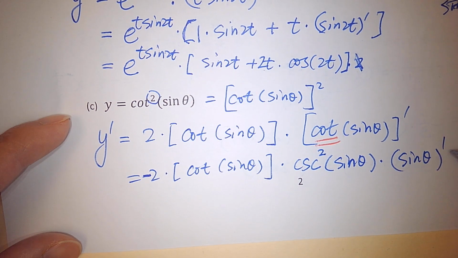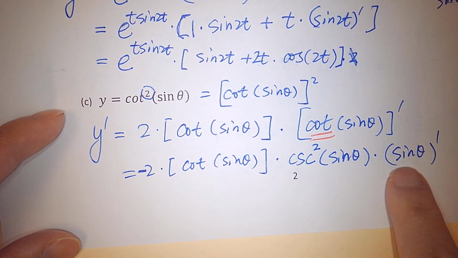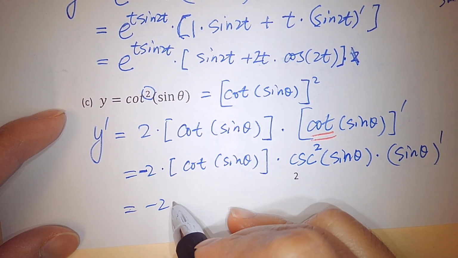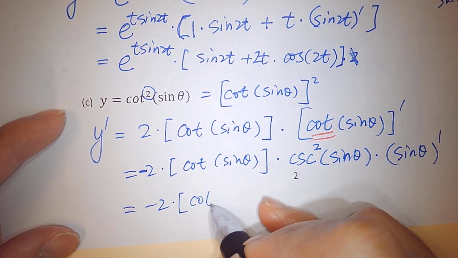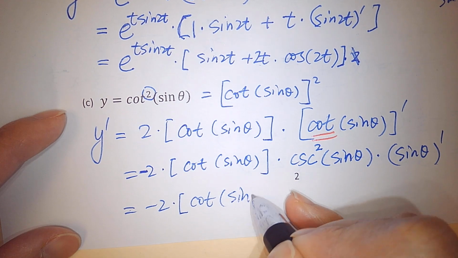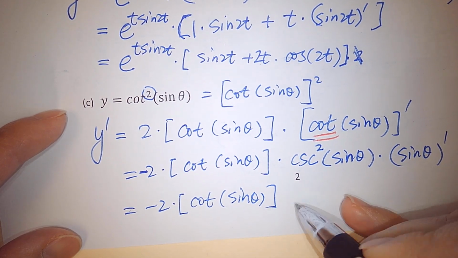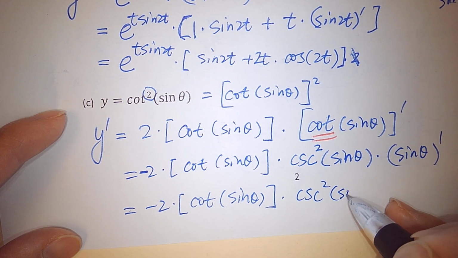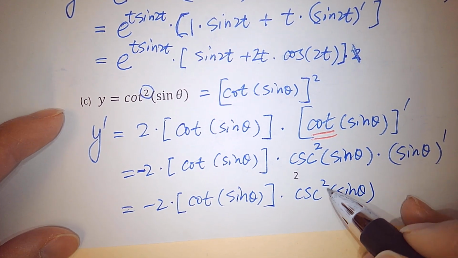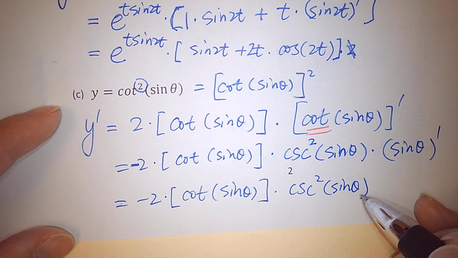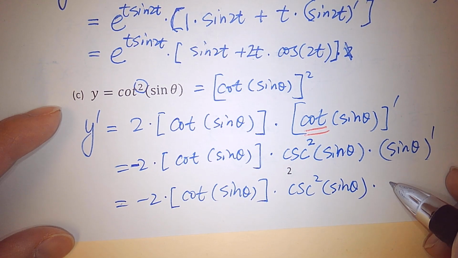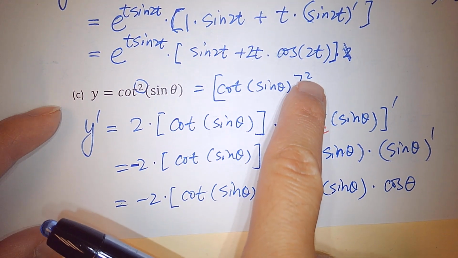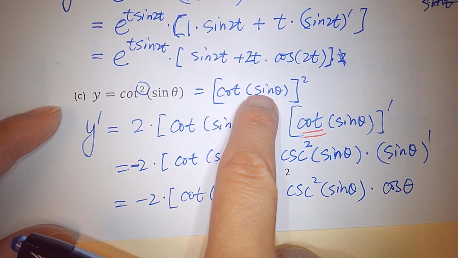Derivative of sin. This is the most inner one, right? So negative 2 times cotangent of sin of theta, and then times cosecant squared of sin theta. What is the derivative of the sin function? Cosine theta. See, we talk about 3 layers.